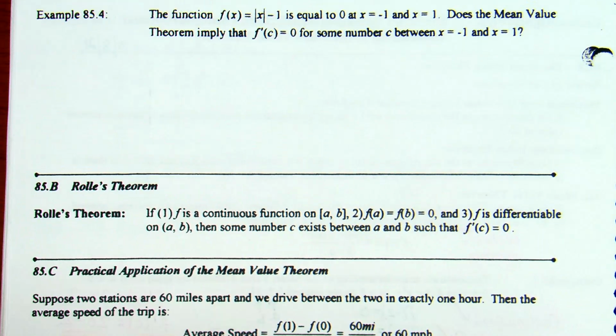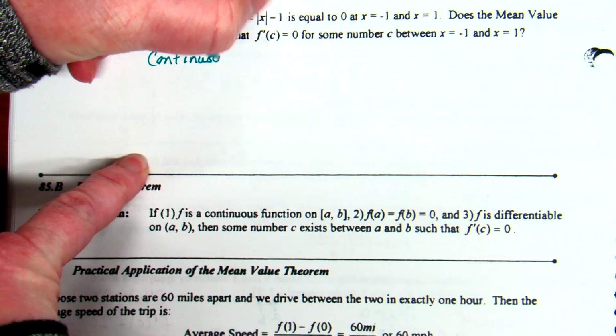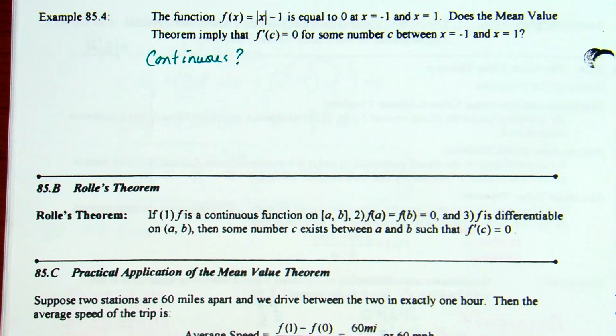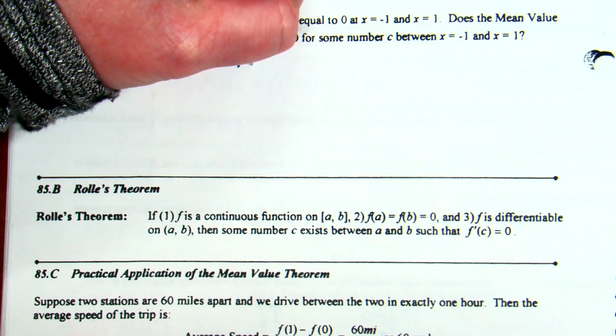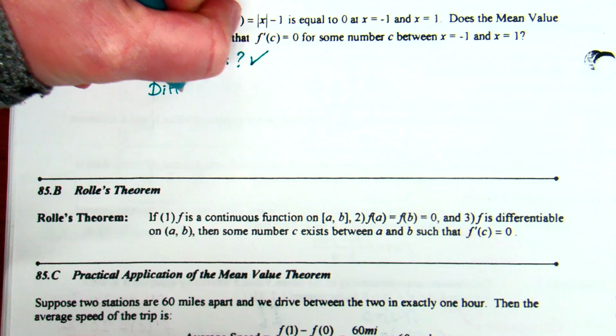So we still need to check continuous and differentiable. Is it continuous? You can plug any number in there that you want to. The graph is one continuous what shape? V. So it's continuous. What about differentiable?